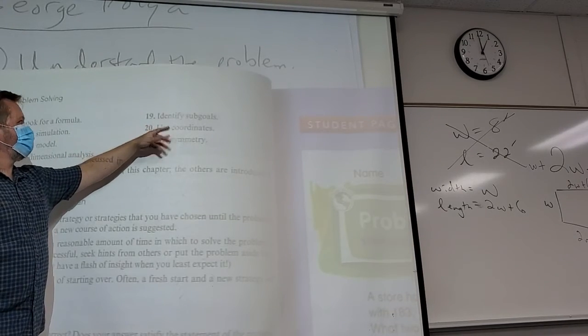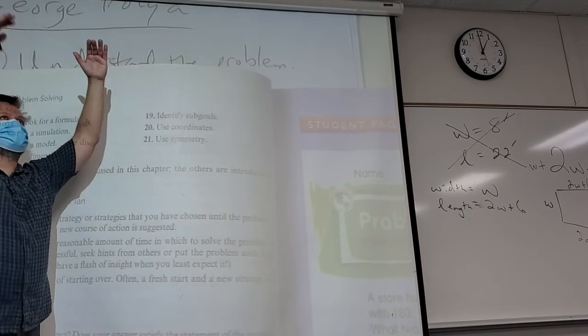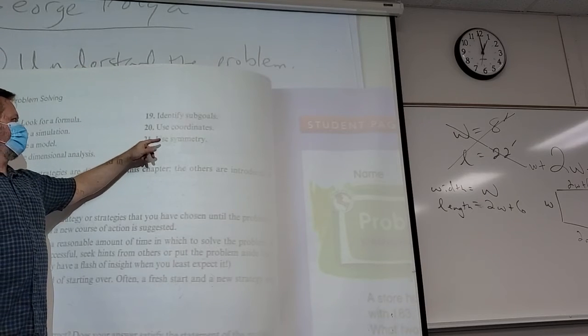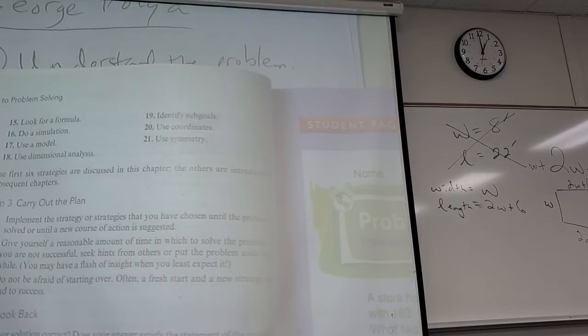Identify sub-goals, that's kind of funny. It's sort of like a multi-step problem. Coordinates and symmetry are kind of geometric. Okay, I like it. So let's focus on a few of those. There's way too many to talk about. Let's focus on a few of those. So here are the different possible strategies that section 1 talks about at least.